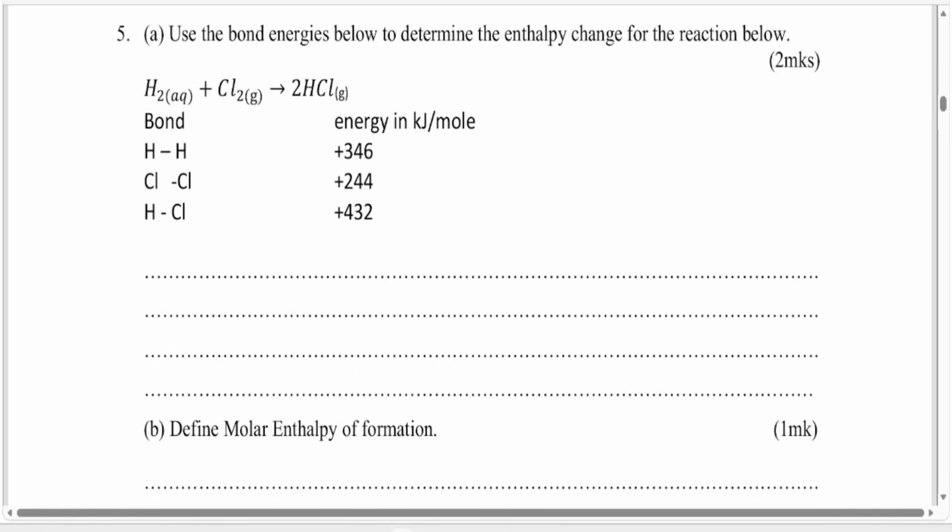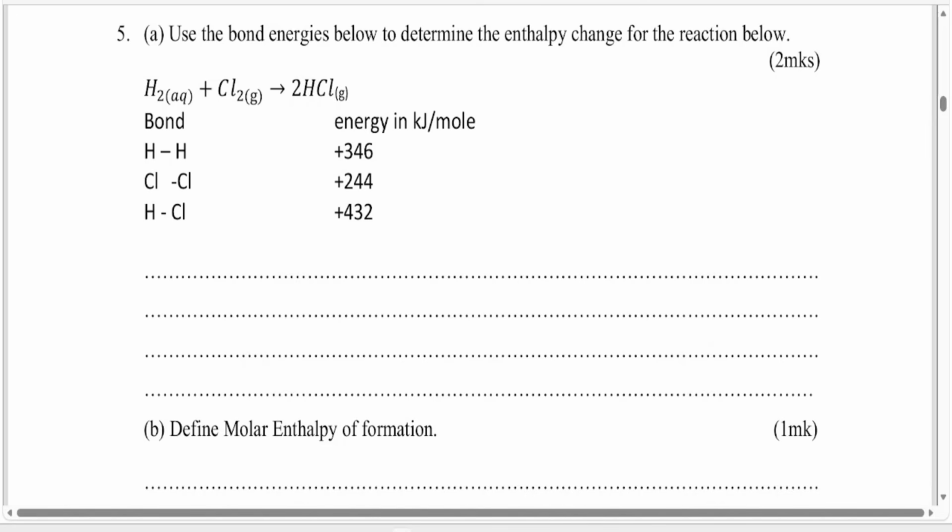Use the bond energies below to determine the enthalpy change for the reaction below. We have been given an equation between hydrogen and chlorine to obtain hydrogen chloride gas. So how do we determine the enthalpy change for the reaction?